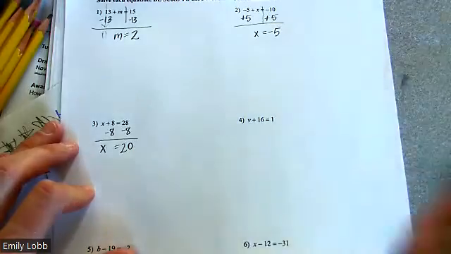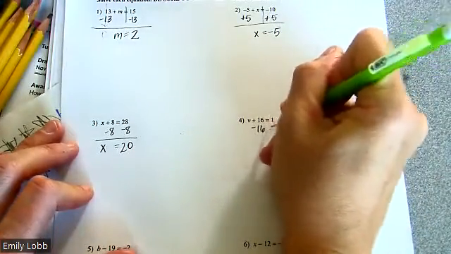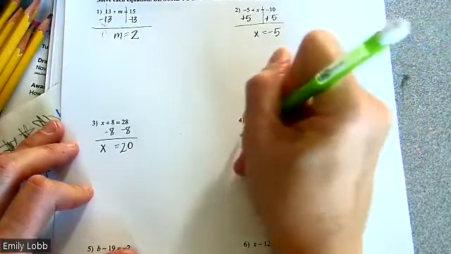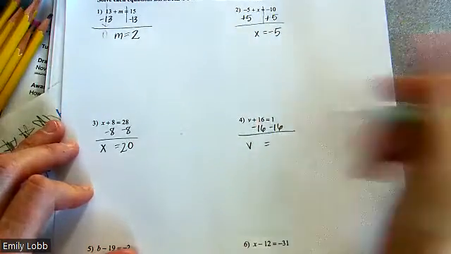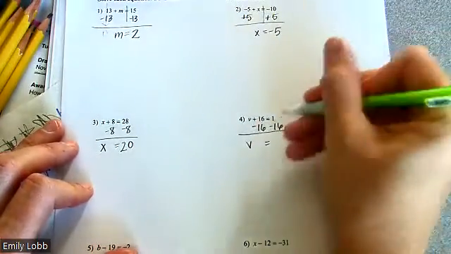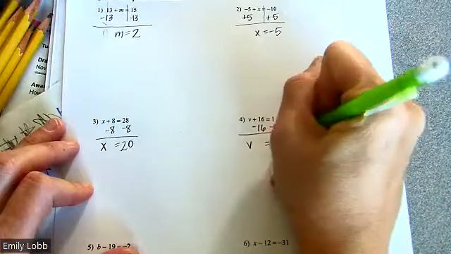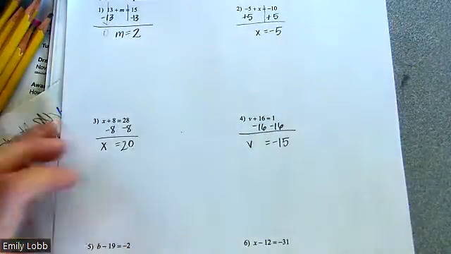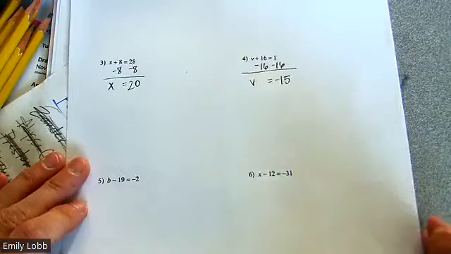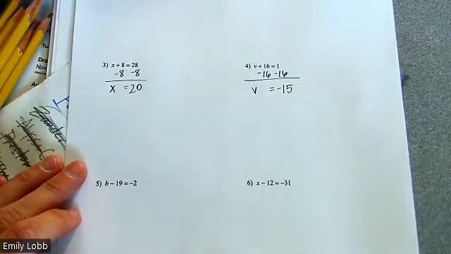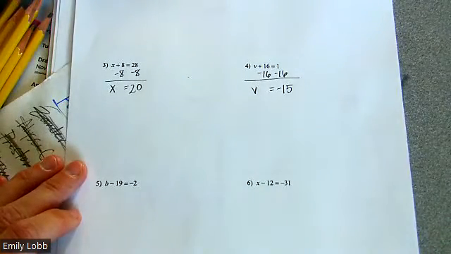How do I get rid of 16? I subtract 16 from both sides of my equal sign. I bring down my v, bring down my equal sign. I can't bring this down because it's just 0. 1 minus 16 is negative 15. All right, so hopefully these go by pretty quickly, but that you're still thinking them through, making sure you're not making silly errors.